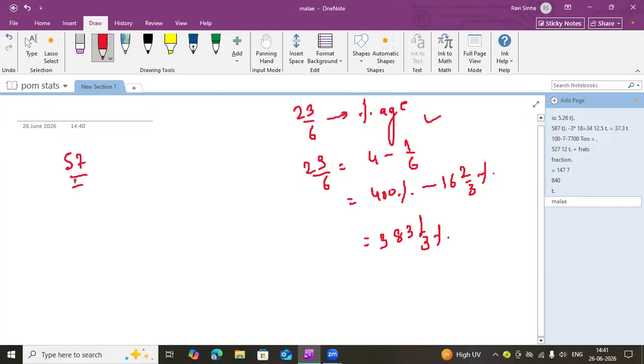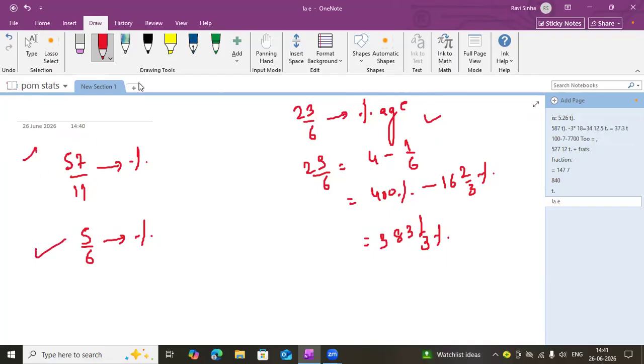57 by 11. Convert 57 by 11 into percentage and convert 5 by 6 into percentage. Do these two problems. Take 2 minutes of your time and do these two problems.